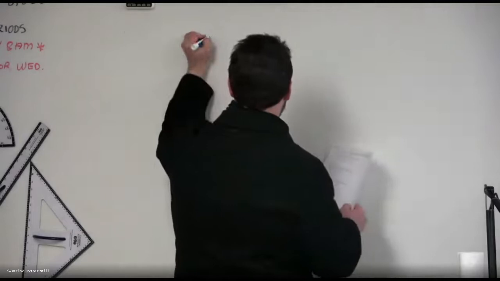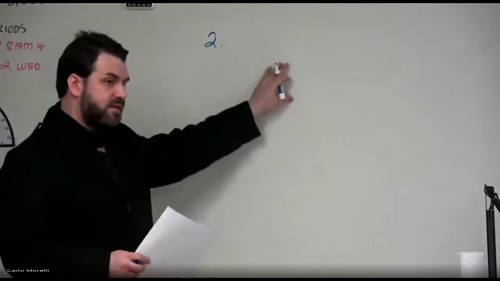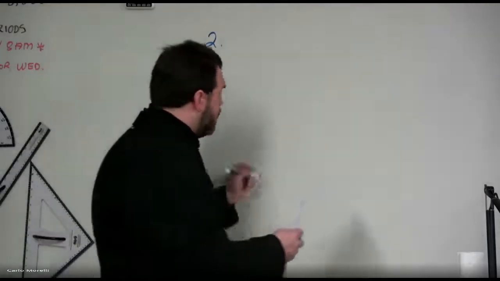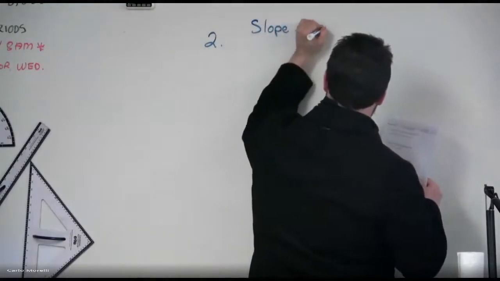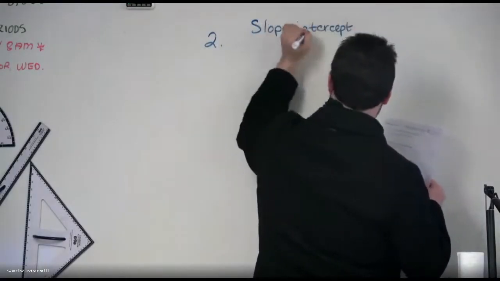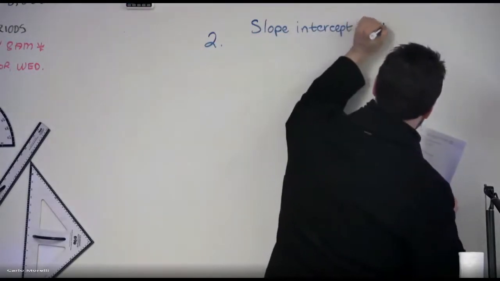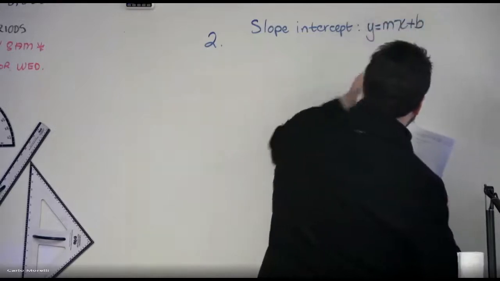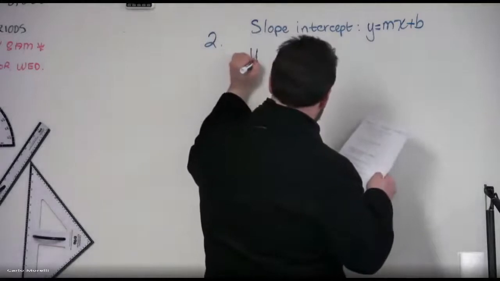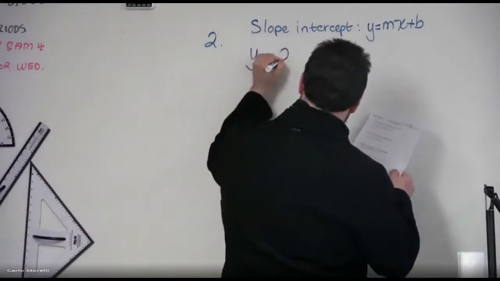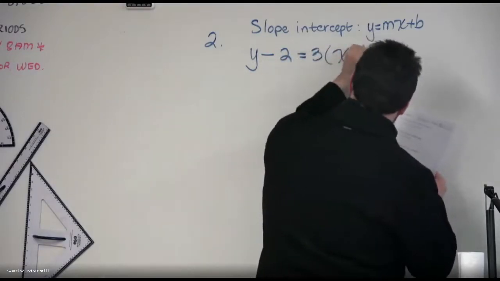All righty, ladies and gentlemen, number 2. This one wants us to take this point-slope form equation and rewrite it in slope-intercept form. Quick reminder, slope-intercept form, it would help if we stated what that is. That's the y equals mx plus b form, okay? So this point-slope form that they give us is really easy to convert. It's y minus 2 equals 3, open parentheses, x minus 9.